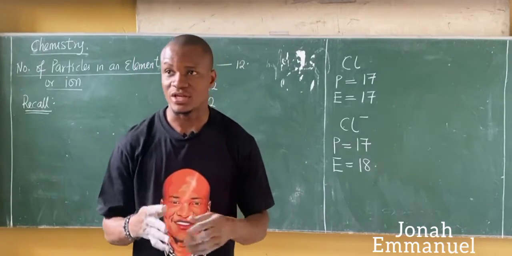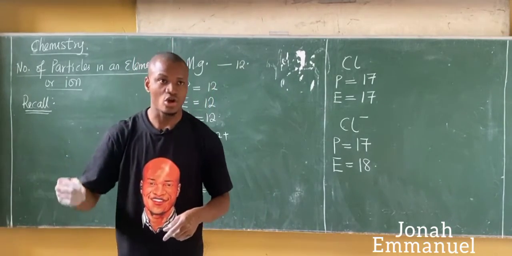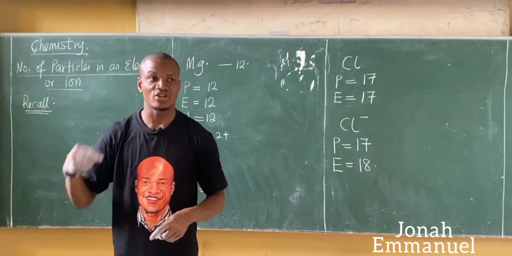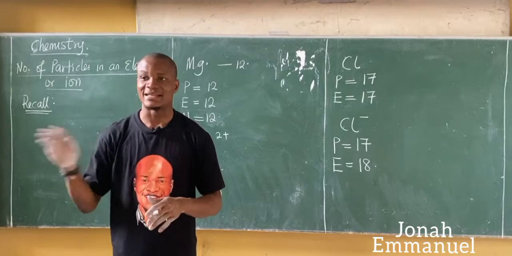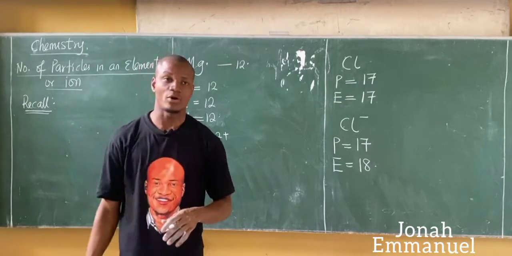In the JAMB exam, they'll say the number of electrons, protons, and neutrons in the atom given below are dash, dash, and dash. You'll see it. I'll show you how it works. So please don't stop.